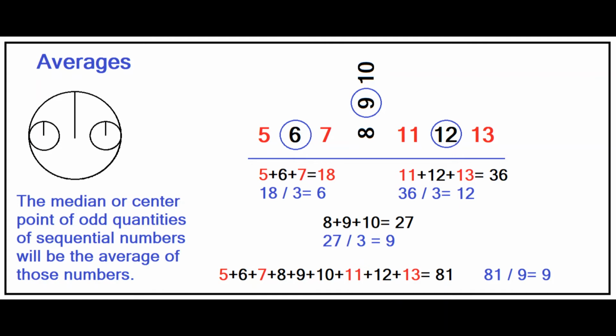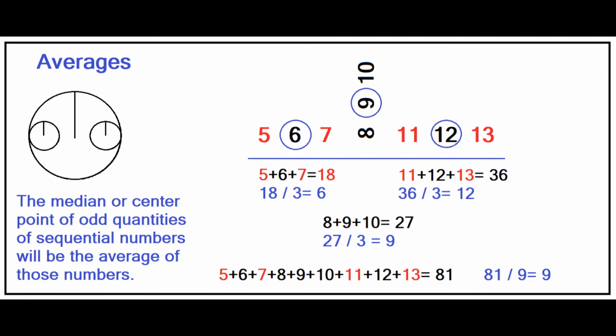Averages and ratios. Just as summing any two numbers relative to a center point is double that center point, the median of odd quantities will be the average of those numbers. For example, 5 plus 6 plus 7 is 18, and 18 divided by 3 is 6, the median of those numbers. This likely helps solidify the geometries we see in the number line.